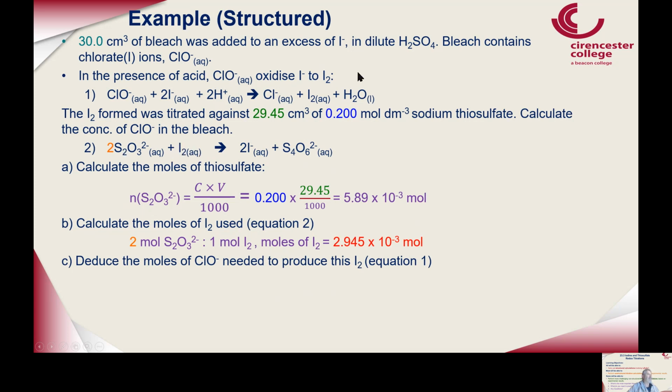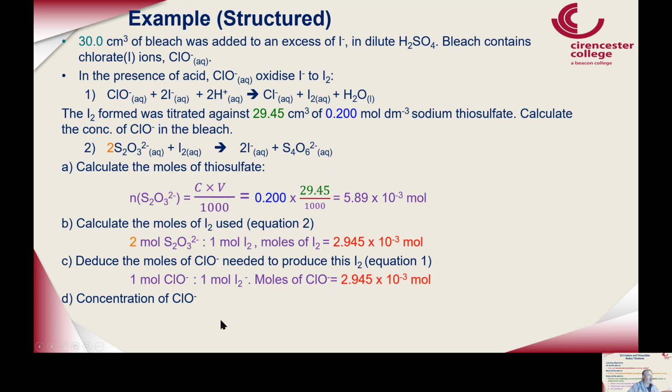But this iodine has come from this. So the iodine has been made by reacting with this. So the moles of iodide, well, let's have a look at this equation. Iodide is here, chlorate is here, so it's 1 to 1. So for every mole of iodine, we've got 1 mole of chlorate. So therefore, the moles of chlorate that we had originally is 2.945 times 10 to the minus 3 as well. So now we work out the concentration.